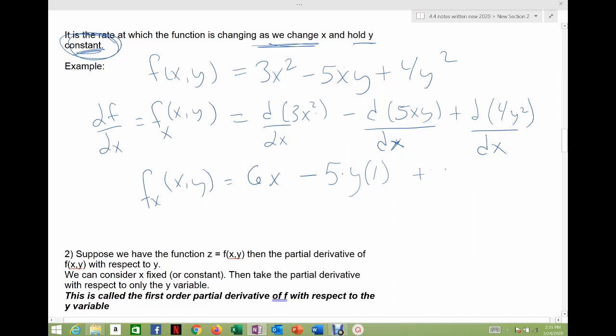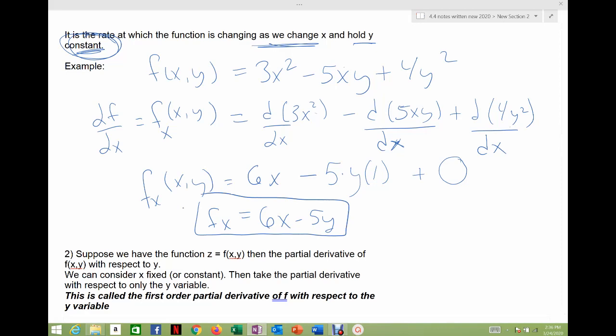All right, then the last piece, I take the derivative of 4y squared with respect to x. So 4y squared, I want to know how it's changing when x changes. Well, there is no x variable there, right? 4 is constant, y is constant, there is no x, so there's no change in x, and so that just zeroes away, right? If there's no x value, there's no rate of change, right? And so no x value, it zeroes out, and so the derivative of this function with respect to x is 6x minus 5y, and there's the first order derivative of f of x, y with respect to x.